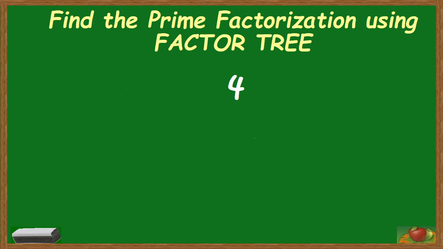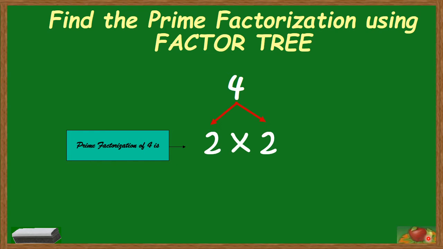Now let's find the prime factors of a number. We call this way a factor tree. I'm going to show you how to find the prime factorization of a given number using a factor tree. Now if we have 4 here, if we break it down, we'll have 2 times 2. 2 is a prime number, right? So we stop there because we already have prime numbers. Therefore, the prime factorization of 4 is 2 times 2.